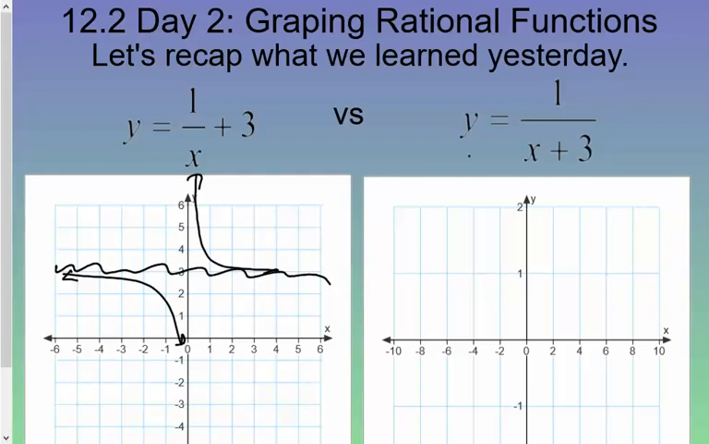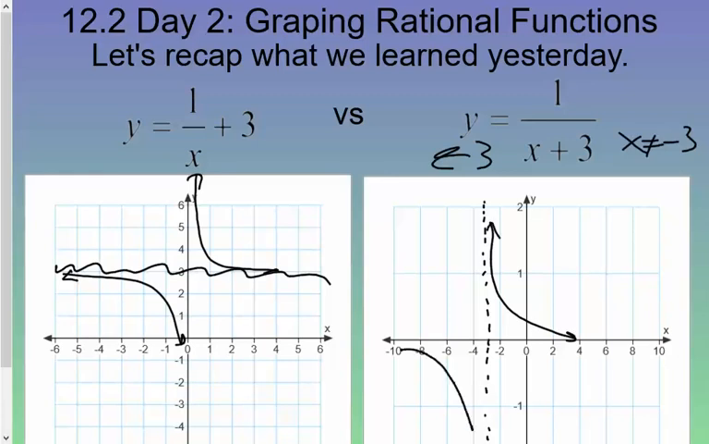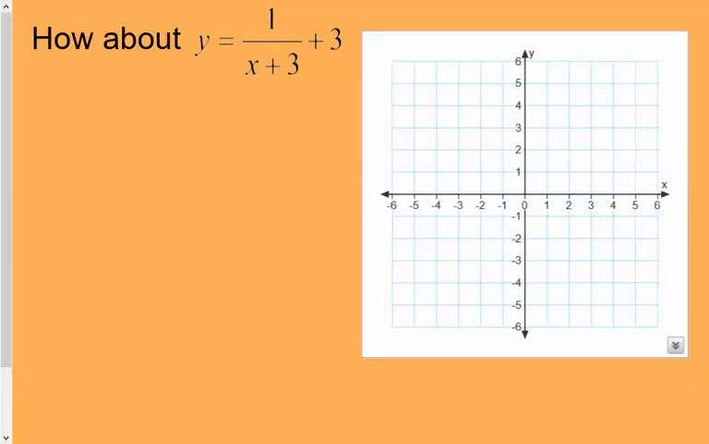This one, plus 3, made the graph go to the left 3, and the reason for that is x cannot be equal to -3, and so what happened there was the vertical asymptote moved to the left 3, and that's all it did. Now today what we're going to do is combine both of those. We're going to move it left and right, and up or down.